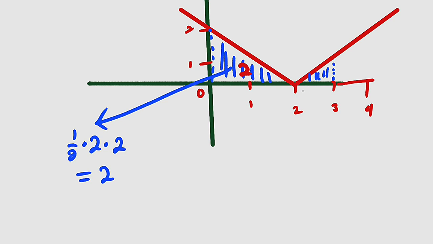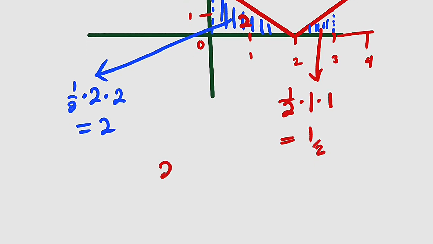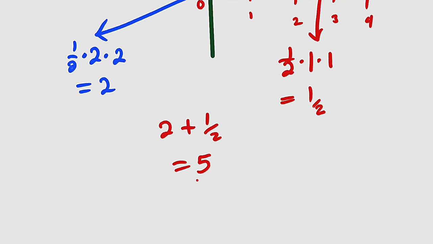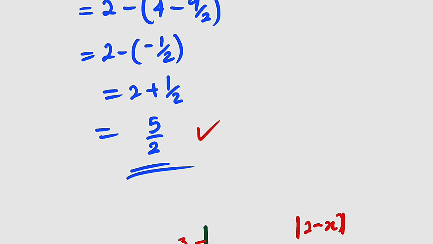What about this one? You can see the base is 1 unit. The height is also 1 unit. So we have what? This particular area to be half base times the height. 1 times 1 is 1 times half is still half. So to find the total area, we need to add this 2 and this half together. And this will give us 5 over 2 exactly, which is the same thing with this one, right?